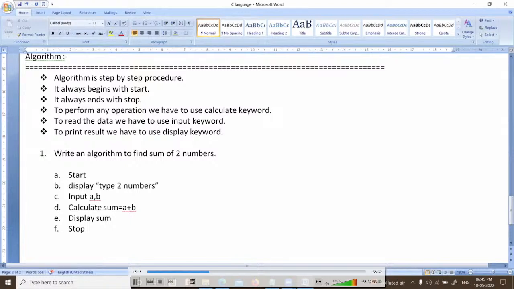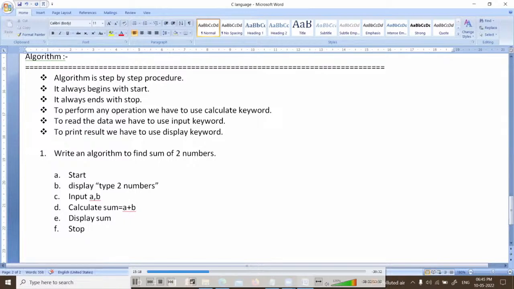Now, what is a data type? Actually, it is a keyword. Keyword means a reserved word. Data types are reserved for some purpose, so it is called a keyword. It explains about the type of data.